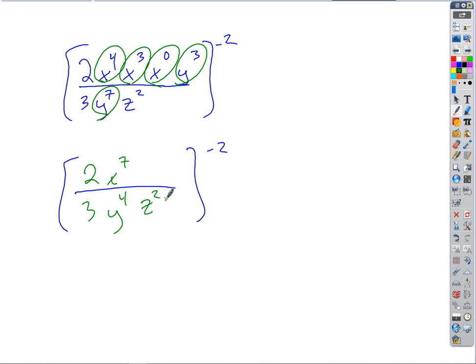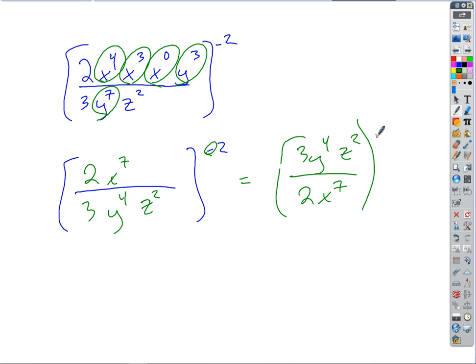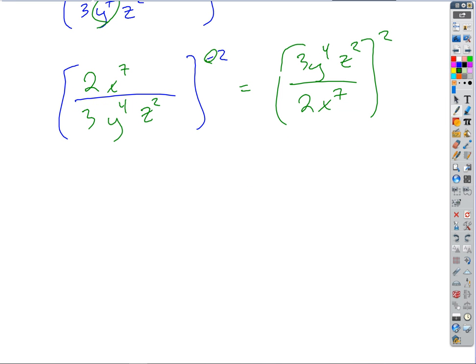Okay, so now we simplified everything inside. That's good. Now we can go ahead and do our trick where we've got this negative exponent. So we'll just flip the whole thing, right? So we end up with 3y to the 4th z squared over 2x to the 7th to the positive 2. Now what do I do with the 2? Distribute it. Distribute it to each of the powers, right? So if the 2 gets distributed there, there, there, there, and there.